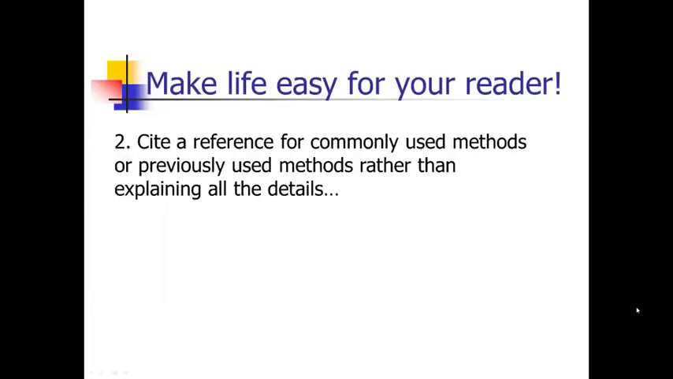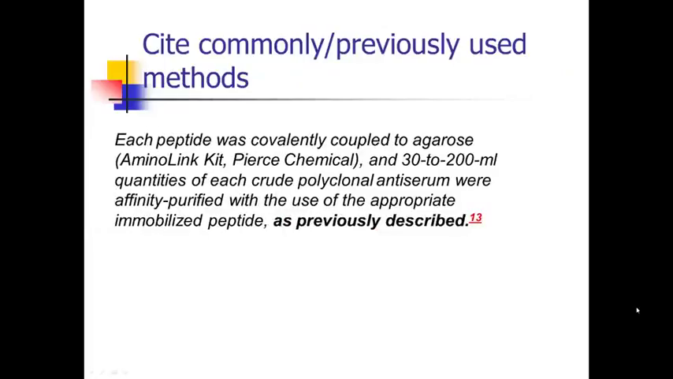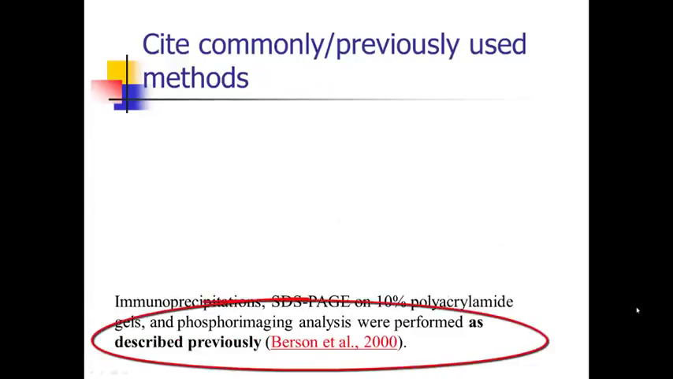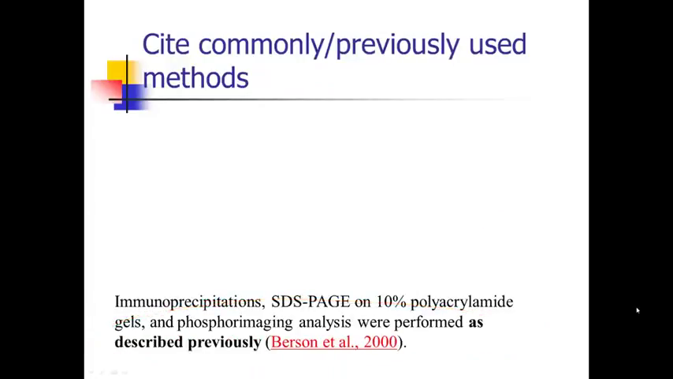Another way to make life easy for your readers is for commonly used methods or things that you've already reported about, rather than going into all the details, you could refer the reader to those references, especially if it's not really critical and you don't need to walk the reader through it. So here's an "as previously described," and they give a reference. Rather than having to go through details of things that a lot of people in your discipline are going to know, you can just refer them to a reference to save space.